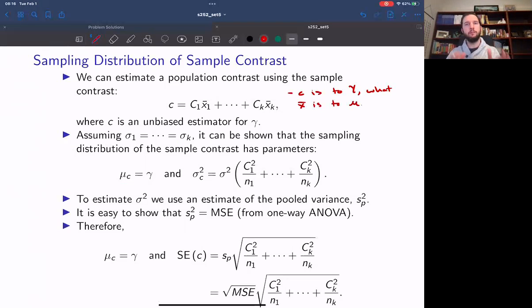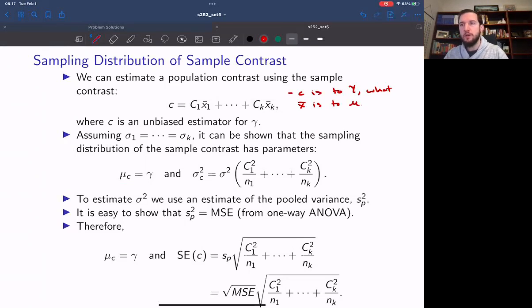Right? So little c is simply an estimate of gamma. It follows that little c can be computed directly from our observed data, right? So little c would be c1 times x1 bar plus c2 times x2 bar plus c3 times x3 bar, all the way up to ck times xk bar, right? So it's just taking the sample means and constructing an estimate of the contrast using the coefficients that we built for gamma.